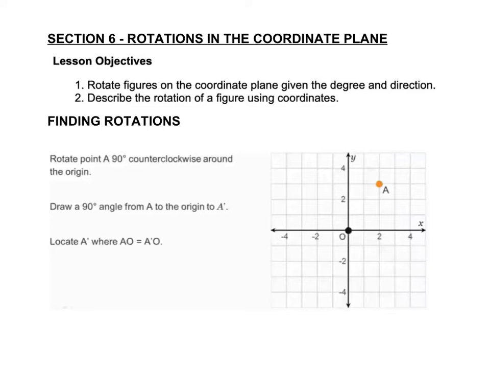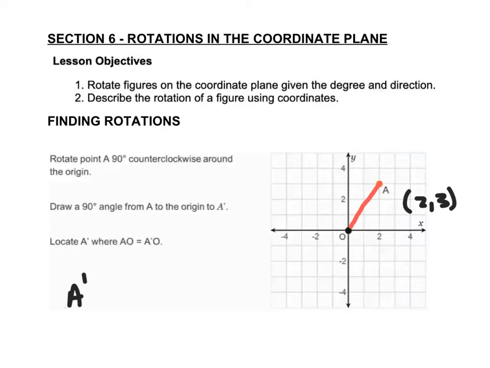Now it's important to write out this point. Point A is the point (2, 3). And what we want to do is find A prime. What does that look like after we've done this rotation? So the first thing I'm going to do is draw a line that connects A to O, our center of rotation.